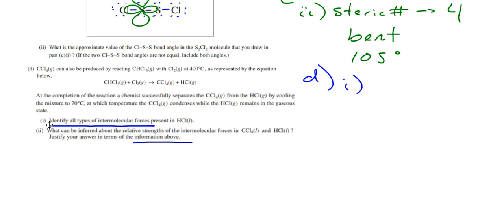So if it has H bonds, that means it has to have H bonds, dipole-dipole, London. If it has dipoles, then it's dipole-dipole, London. If it's just London, you don't write London twice. So in this one, it's different. It's HCl, so that means it's polar. The minute it's polar, it is at least a dipole-dipole.